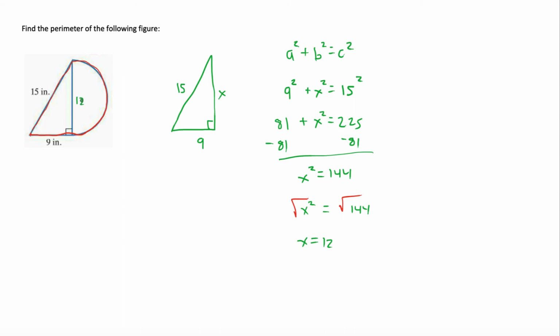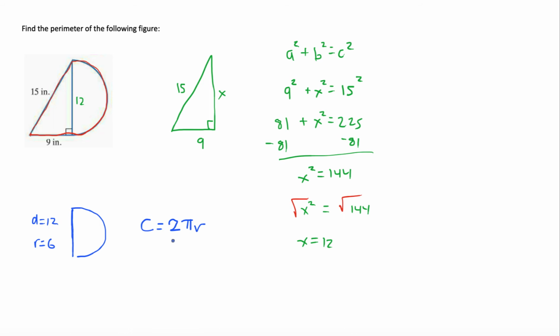Now remember, we don't add the 12 when we find the perimeter, right? But we need to find it because we want to find the circumference of the circle. All right, let's take a look here. The circle, in this case, we know that the diameter is 12. And remember, the diameter is the length across. So if the diameter is 12, that means the radius is half of that. Now the circumference of a full circle is 2 pi r, but we're not finding the circumference of a full circle, right? This is a semicircle.